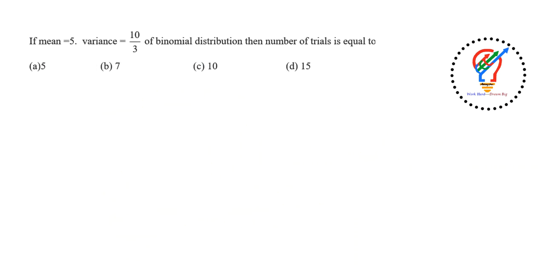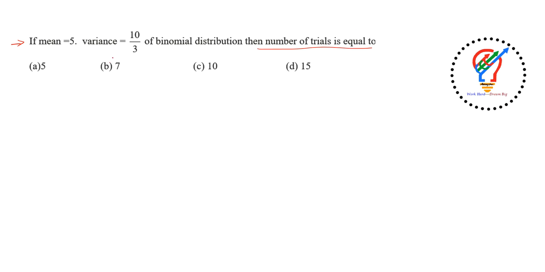Okay. Next question. This question is asked from the binomial distribution. If mean is equal to 5 and variance is equal to 10 by 3 of the binomial distribution, then the number of trials required is. So first of all, what is this mean and variance?